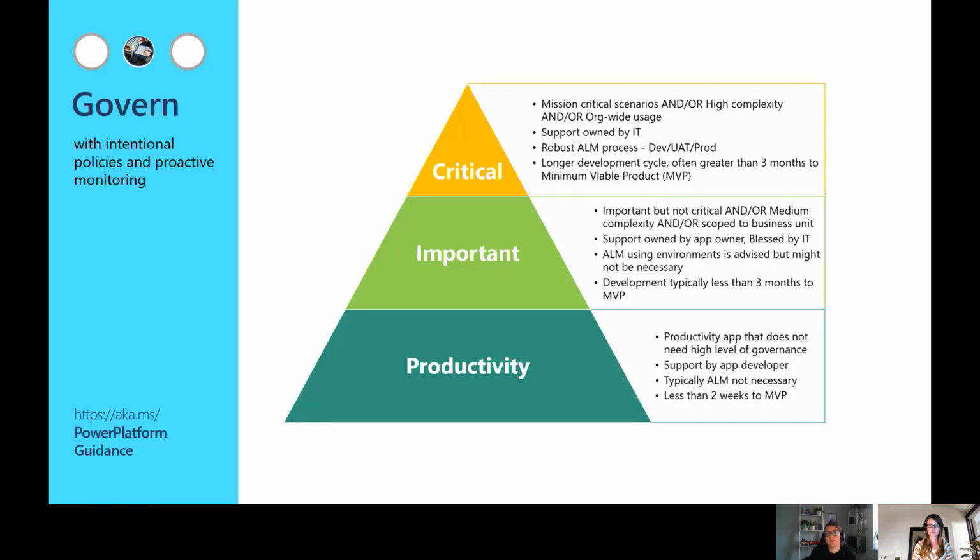So you will have productivity applications that don't need a high level of governance. You will have important applications that are important to a business unit, but they might not be mission critical and can be supported by the department that owns them. And then you will have mission critical scenarios or perhaps enterprise-wide or org-wide usage of applications where the support and development might be owned by IT and they will have a robust ALM process. I think it's really important to think about that with your application development. Not everything will be a productivity application, but equally not everything will be a critical application. So it's important to consider the whole spectrum there.